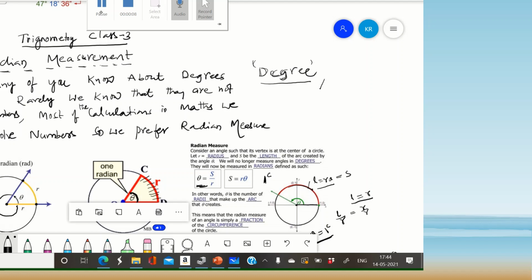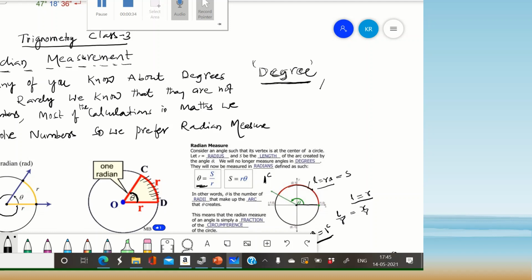In the last class, we discussed degree measurement. As you know, degree also plays an important role in trigonometry, but sometimes it won't be very useful to use degrees. So in this class, I would like to bring another measurement of angles. This is known as radian measure. This is an important measurement.